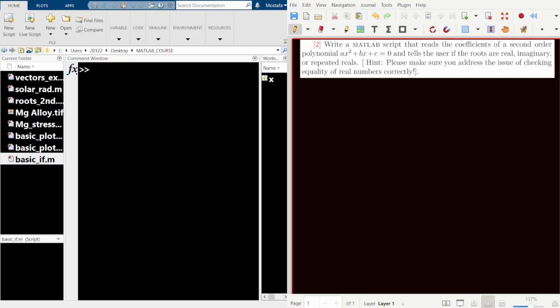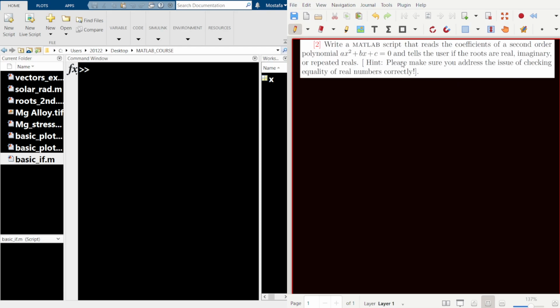Hello everyone. In this video, we will discuss an application on the if statements that were covered in the previous video. This is a classic example in science that gives an immediate application on if statements. We are asking you to write a MATLAB script that reads the coefficients of a second order polynomial, that's the general form, ax squared plus bx plus c equals 0, and tells the user if the roots are real, imaginary, or repeated reals.